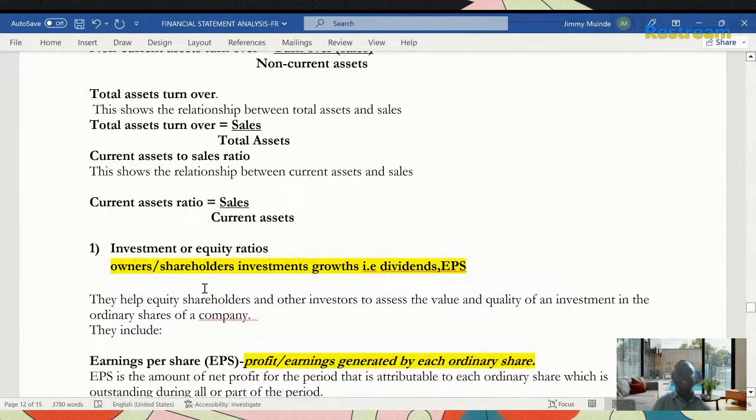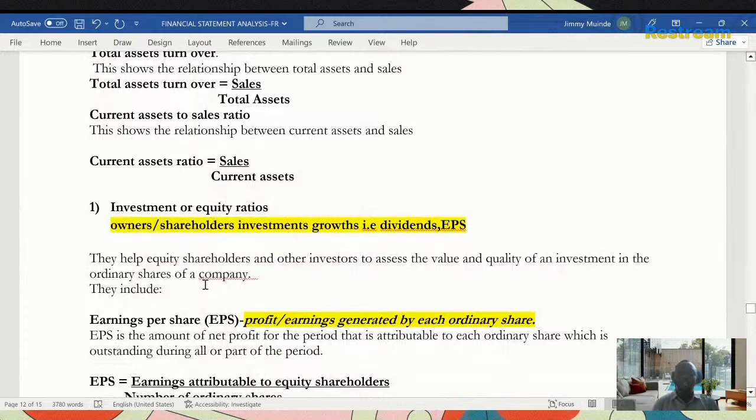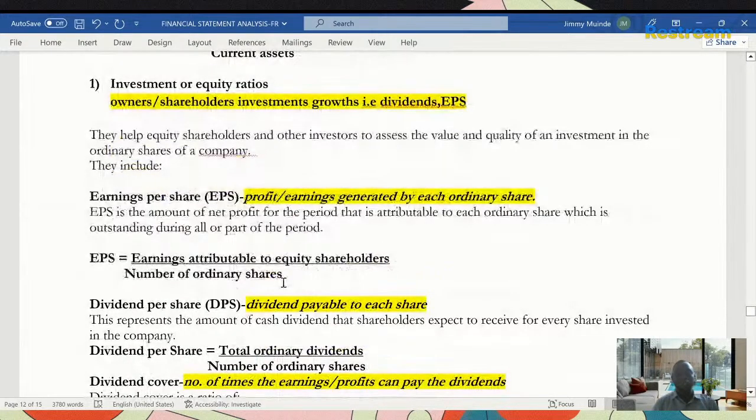Like I earlier said, this measures the growth of shareholders. This looks at the owners or the shareholders, and they help equity shareholders and other investors to assess the value and quality of their investment. So this basically looks at the worth of the shares in terms of earnings per share. So earnings per share basically means the earnings or the profit that can be generated by each ordinary share. The amount of net profit that is attributable to each ordinary share. That is the assumption that each share, the profit that each share was capable of generating.